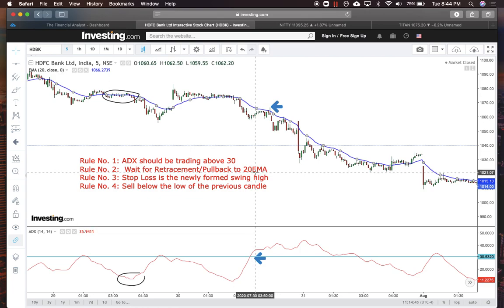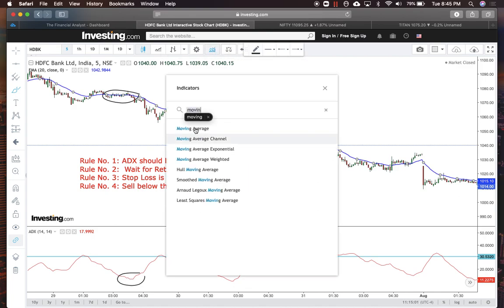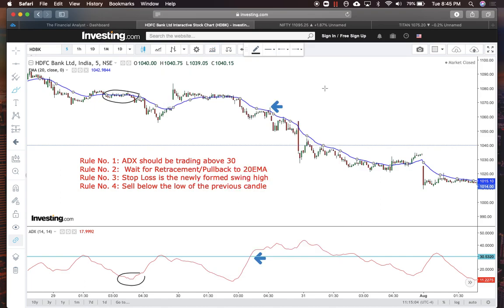EMA is the exponential moving average, the SMA is the simple moving average. The simple moving average gives equal weightage to the price, whatever the time frame, whatever the period involved. In an exponential moving average, it is going to give more weightage to the most recent price. So I would suggest if you are a long term person, you can use a simple moving average because you are not concerned about the last couple of days.